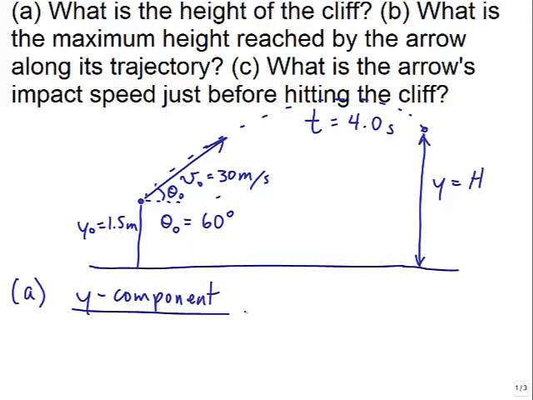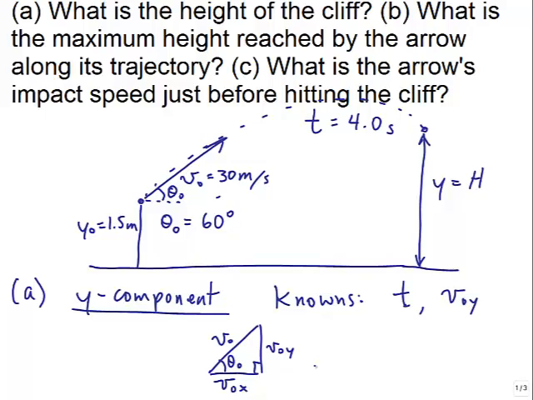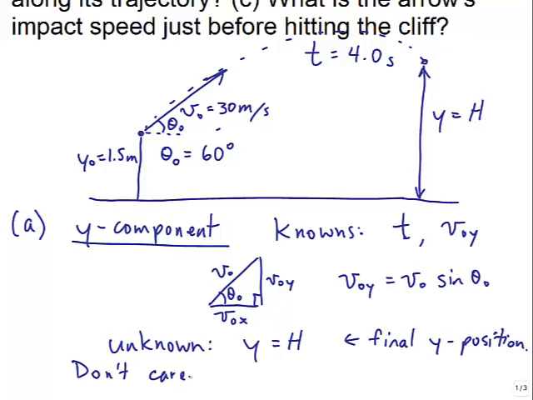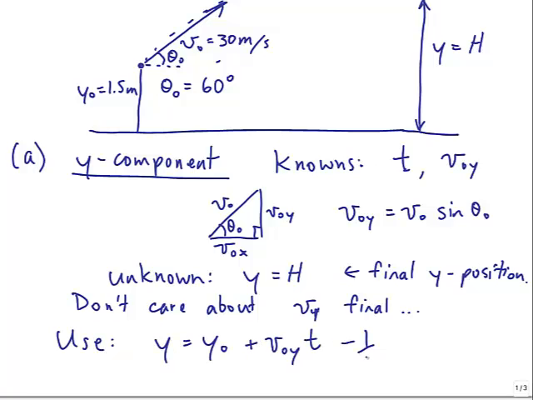So let's look at the y component of the motion. The knowns are t and the initial y velocity. So there's the triangle with v0, v0y, and vx. So we see that v0y is v0 times sine theta 0. The unknown here is y final, the h. And the thing we don't care about in this part is the final y velocity. So let's use this equation that doesn't contain final y velocity.